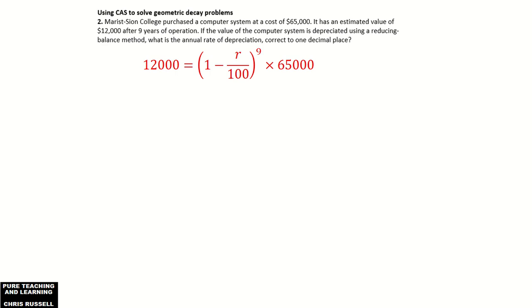So again, what we have to do is substitute our known values. So we know our present value is $12,000. That equals, in brackets, 1 subtract R divided by 100 to the power of 9 multiplied by an initial value of $65,000. We can now use the ClassPad to solve to find the value of R.